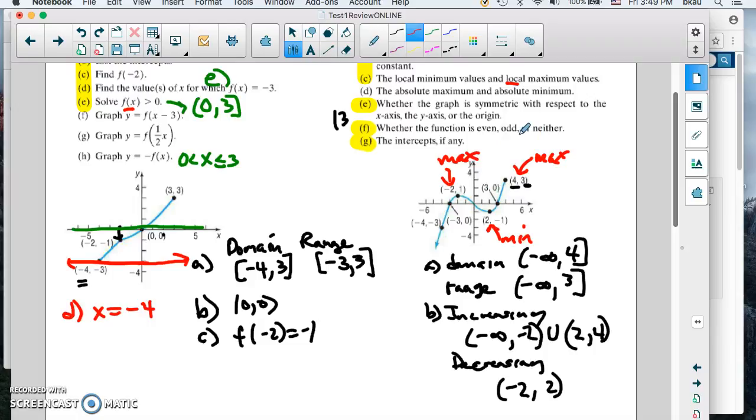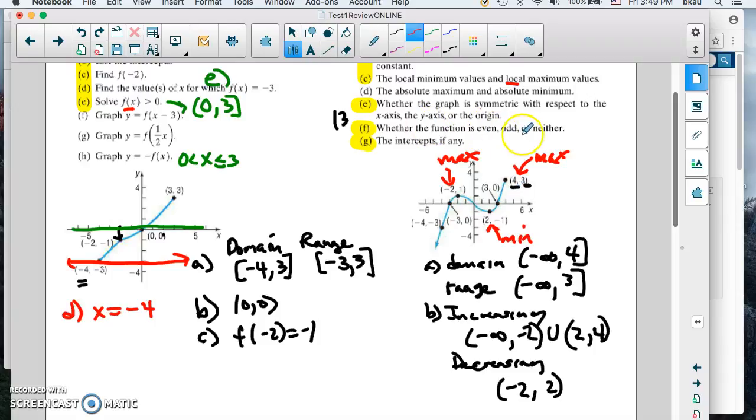It doesn't fold on the x-axis. If you fold it along the x-axis, it doesn't match up. It would make something down here. There's no graph down there. Plus, it's a function, and x-axis symmetry cannot happen with a function. It doesn't have y-axis symmetry. We can't fold on the y-axis. And we could almost rotate, but not quite.